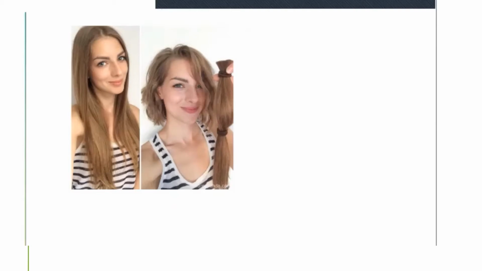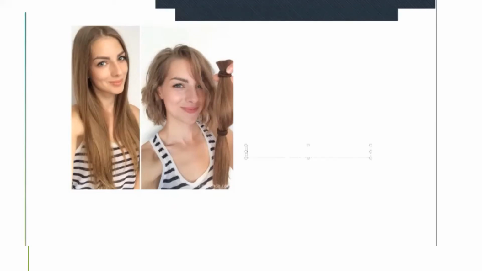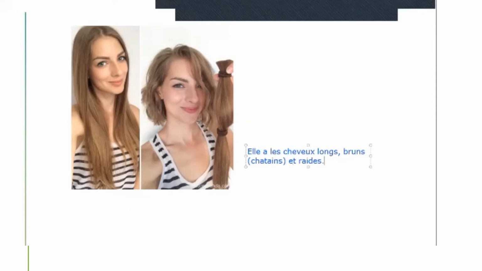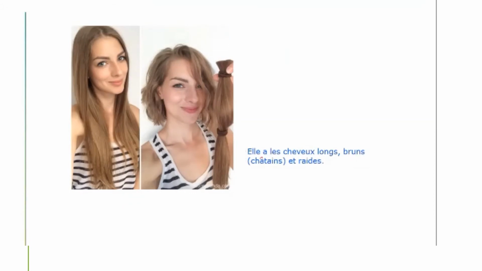Describe how you think it looks. Elle a les cheveux what? Long. Color now. Brown. You also see red. She has long brown, or you could even say light brown, but there needs to be a roof over this one. I can't get it with my circumflex. She has long brown straight hair.